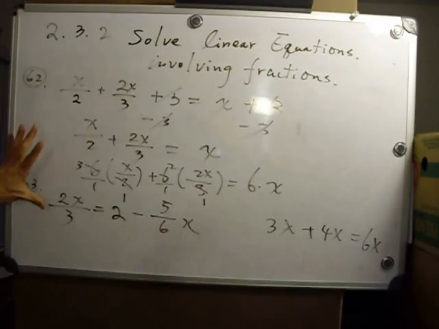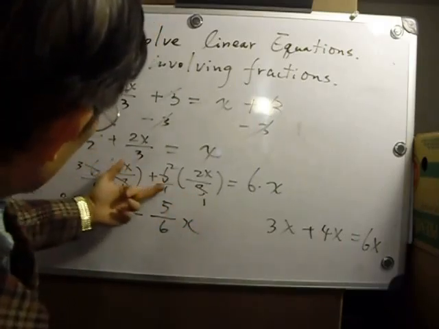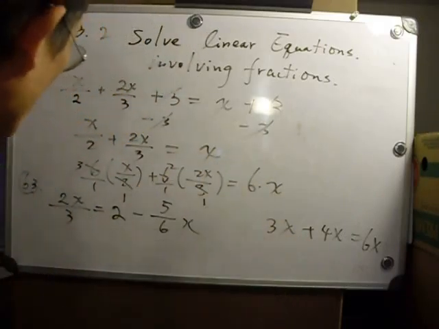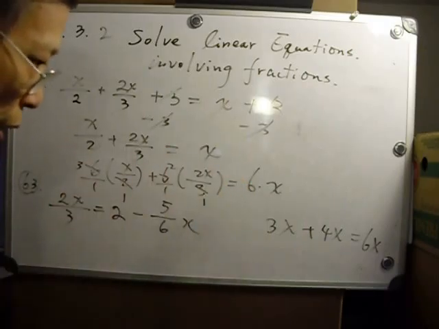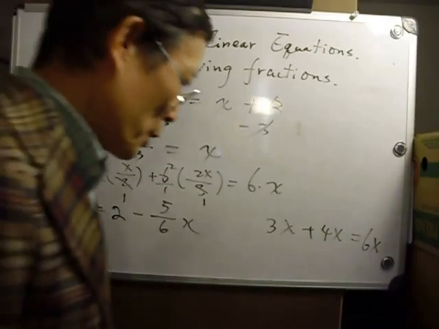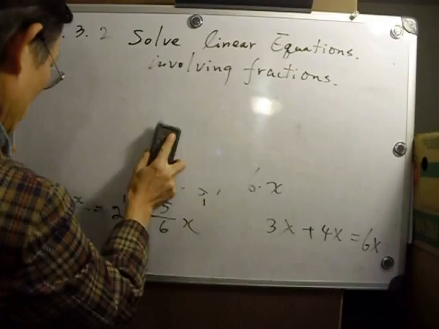So you have two approaches. You use the same denominator and then clear and drop your denominator. Or you can multiply the LCD by each term to clear the fraction. So the two ways are actually very similar. Okay, this is our example number 1, exercise number 62. Let's erase that one and get into our second example.